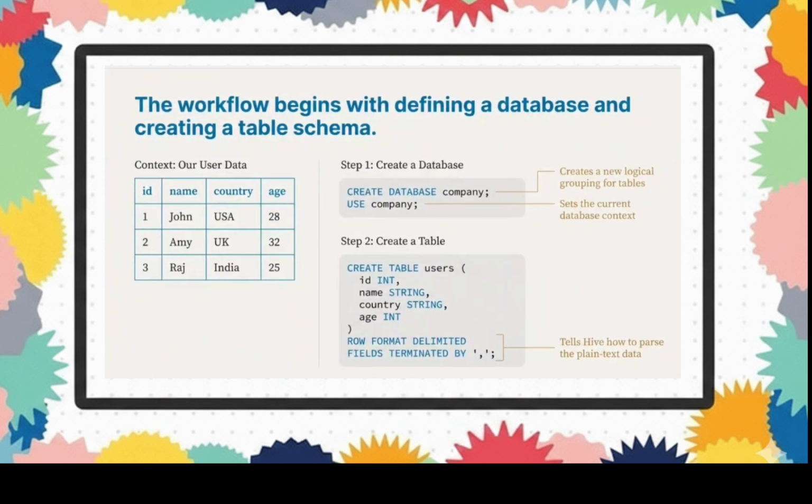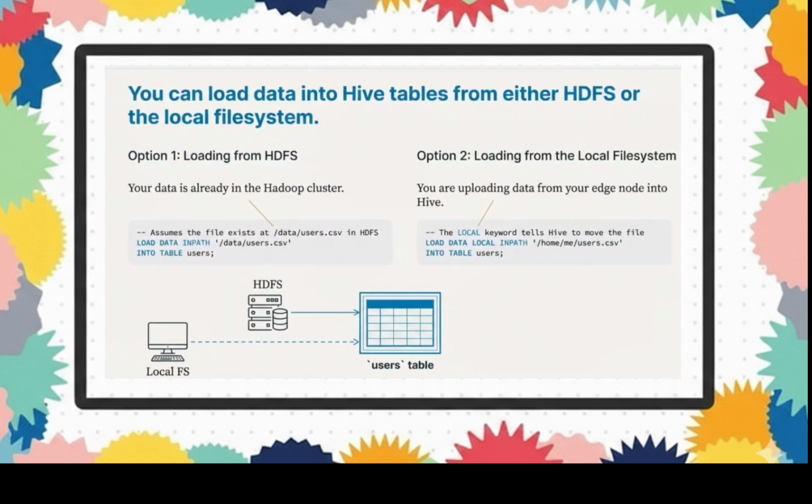Before using Hive, we must tell Hive how the data looks. For this, we create a database and a table. A database is just a container. A table contains column names like ID, name, country, and age. If you see here in this particular slide, by creating the table, we are telling Hive what type of data exists in each column, and this helps Hive understand the data structure, right?